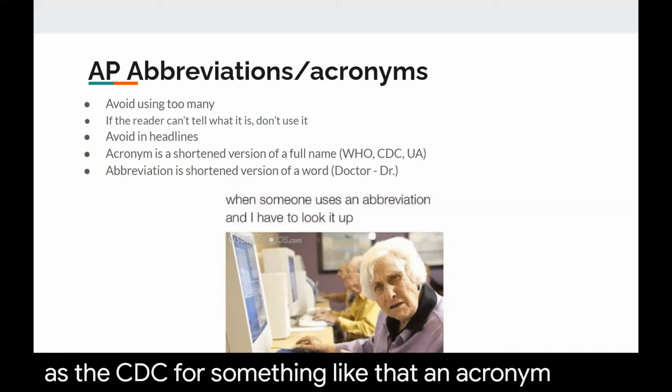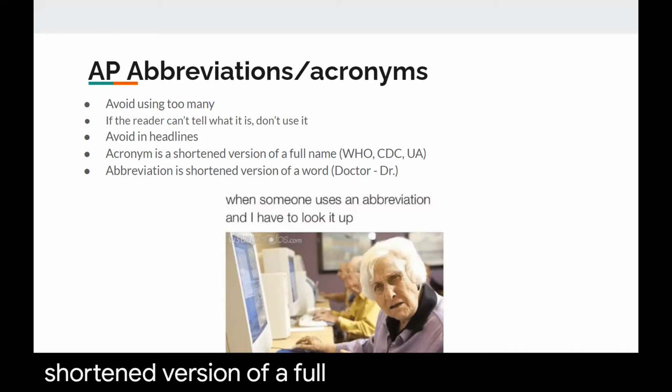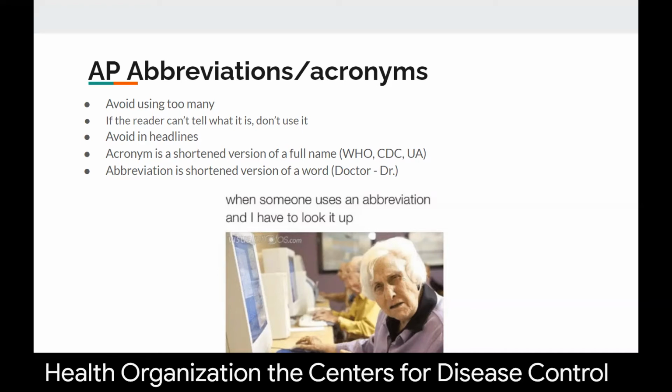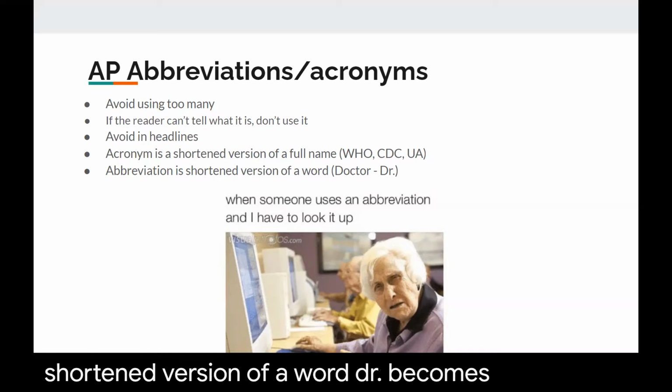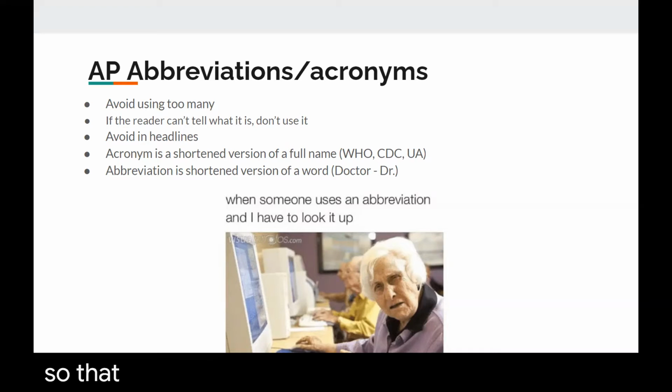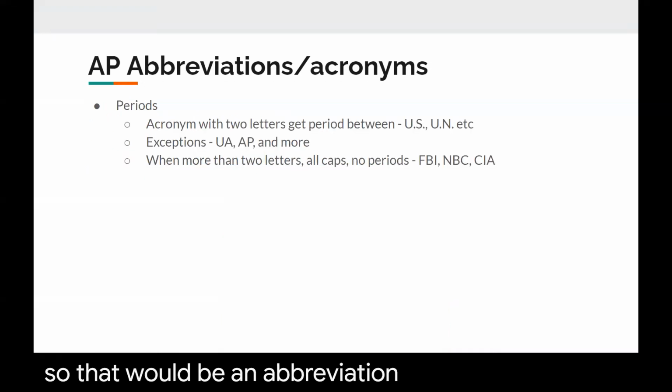An acronym is a shortened version of a full name, such as the World Health Organization, the Centers for Disease Control, or the University of Alabama. An abbreviation is a shortened version of a word. Doctor becomes Dr. period. So that would be an abbreviation.